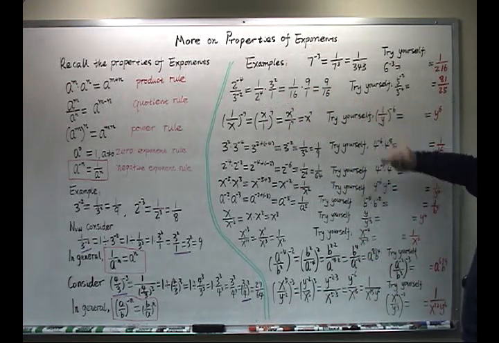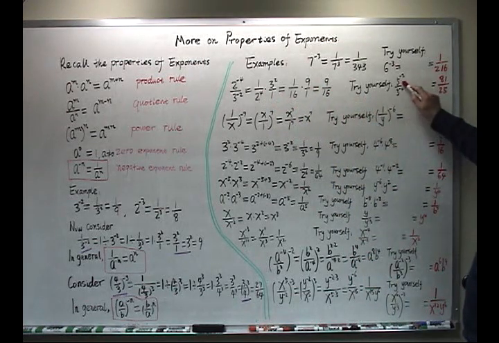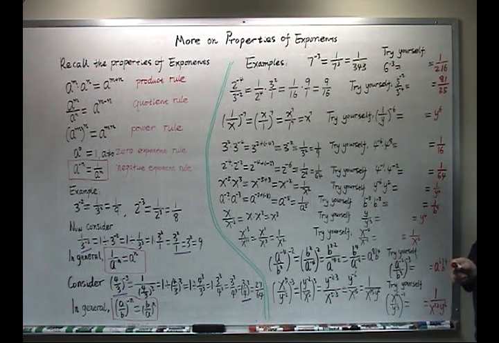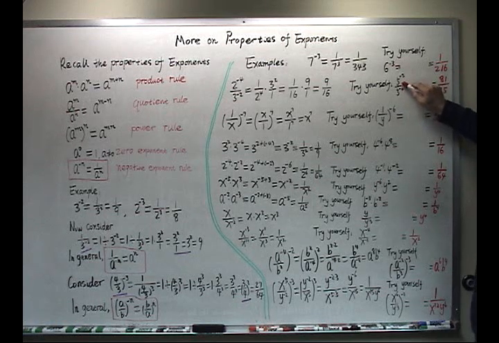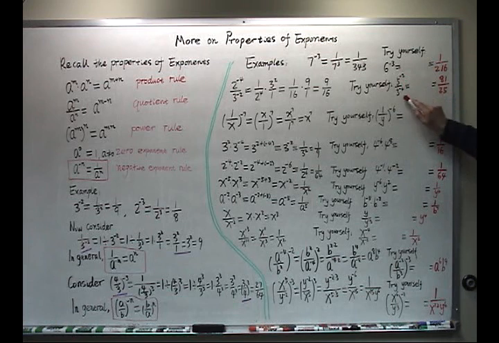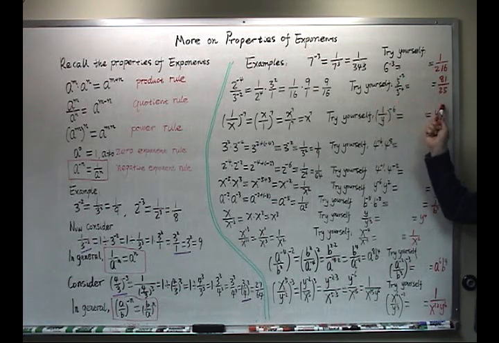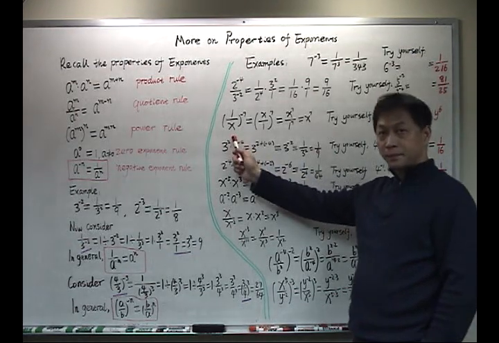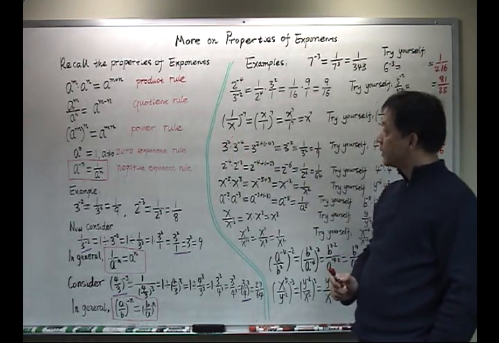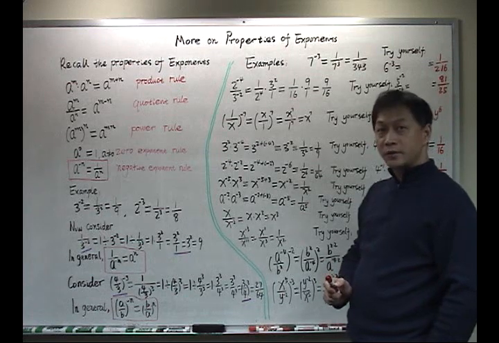Now, try yourself. This one is 5 to the negative 2 over 3 to the negative 4. So basically you want to switch that. 3 to the 4th, 5 squared. 5 squared is 25. 3 to the 4th is 81. Try yourself right here. Look at this one. This one looks a little bit complicated.